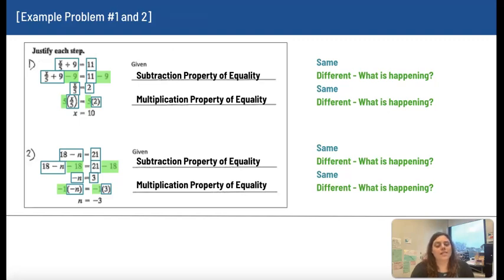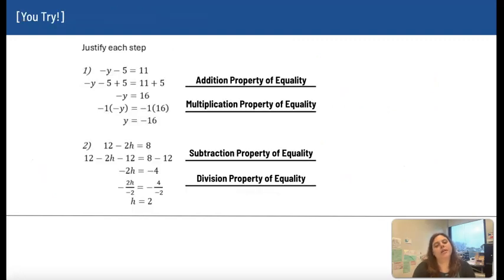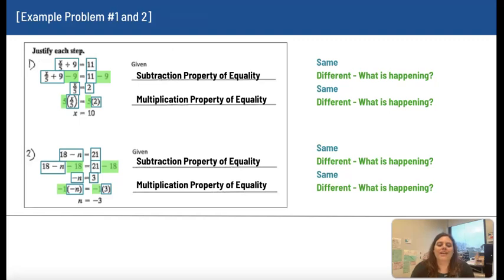So each time, what is the same? What is different? And in the what is different, what is happening? If it's subtraction, it's the subtraction property. If it's multiplication, it's the multiplication property. If you're adding, it's the addition property. And if you're multiplying, it's the multiplication property of equality.